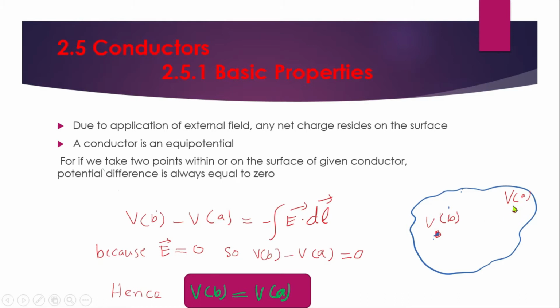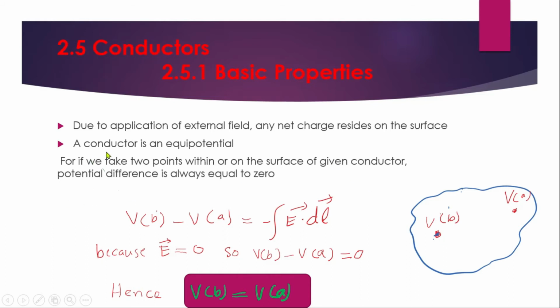This point has the potential VA, and this point has the potential VB. So the potential difference VB minus VA is equal to minus integral E dot dl according to the definition. Because E is equal to 0 inside the conductor, this integral goes to 0, and so VB minus VA is equal to 0, and VB is equal to VA. It means the potential at each point of the conductor is the same. There is no potential difference between different points of the conductor.